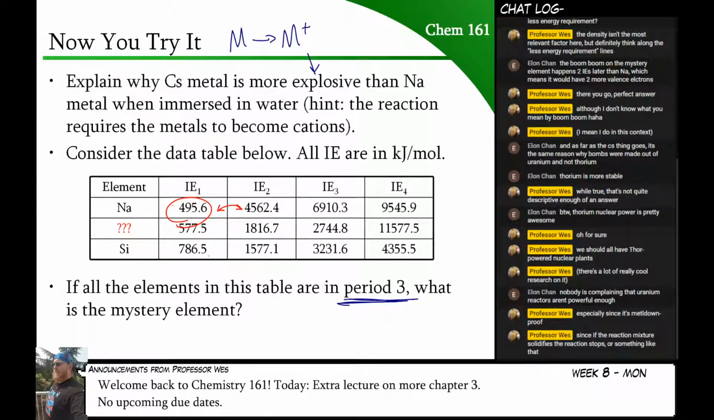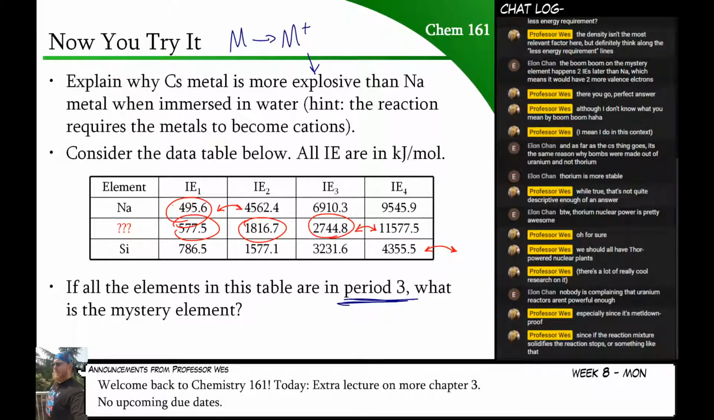Down here for silicon, you don't really see a huge jump. It would actually be over here, but I found that if I put the fifth ionization energy, my table got too long, and the numbers got too compacted, so I only put 4 in here. But looking at the mystery element, you should be able to tell that this is the huge jump. And so there must be 1, 2, 3 valence electrons.